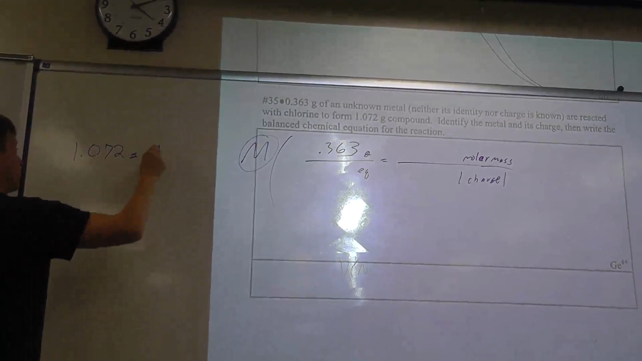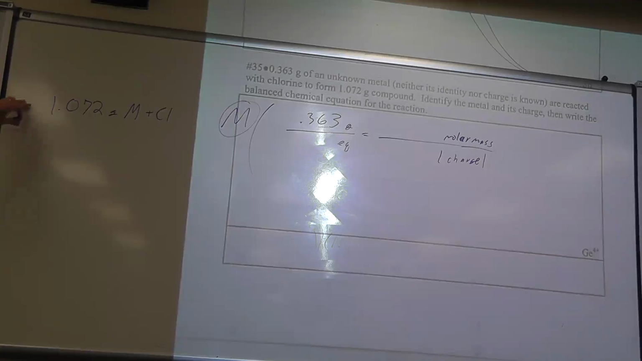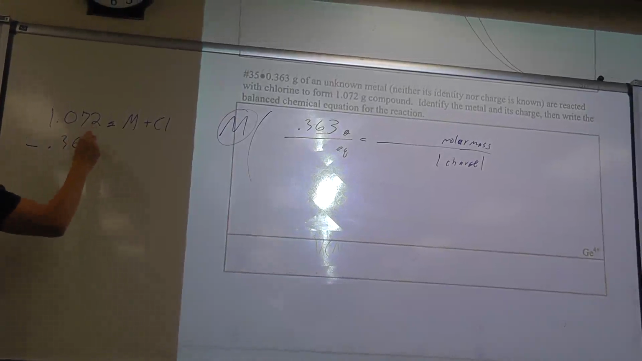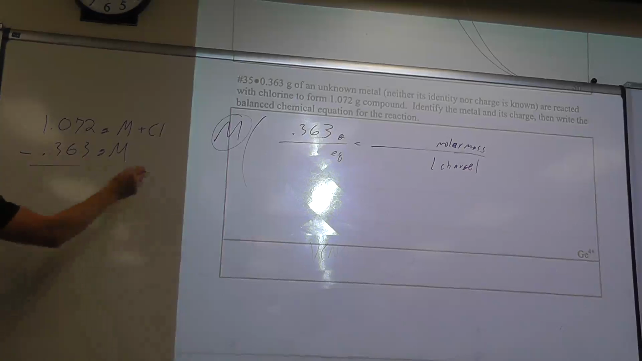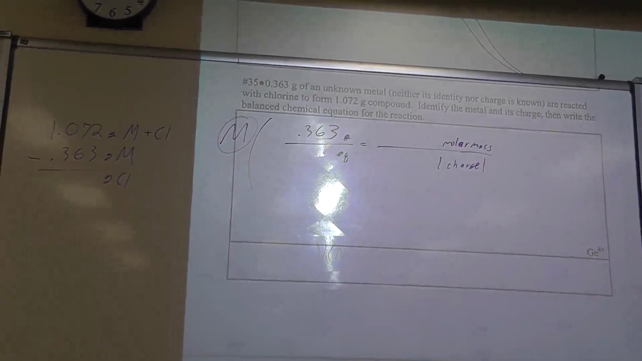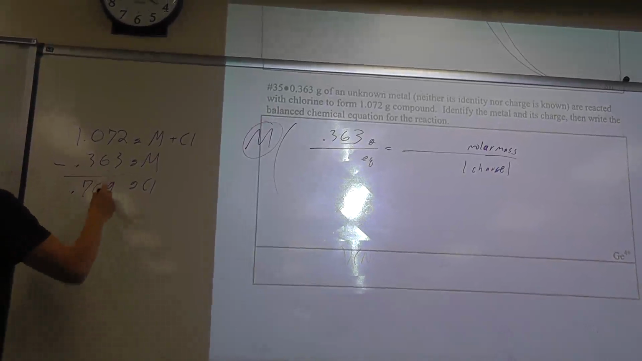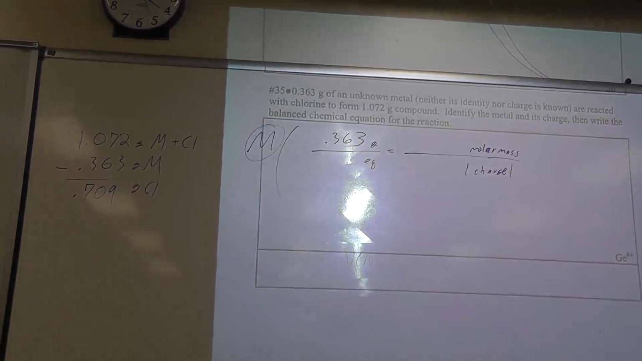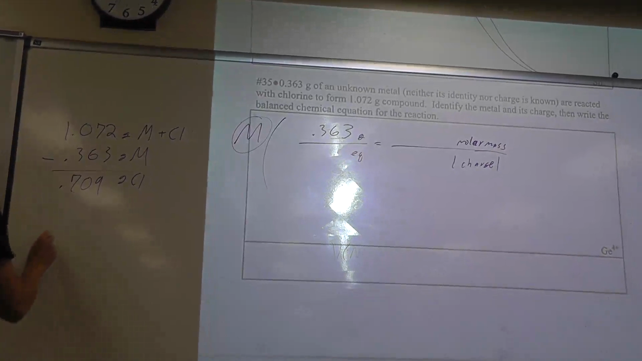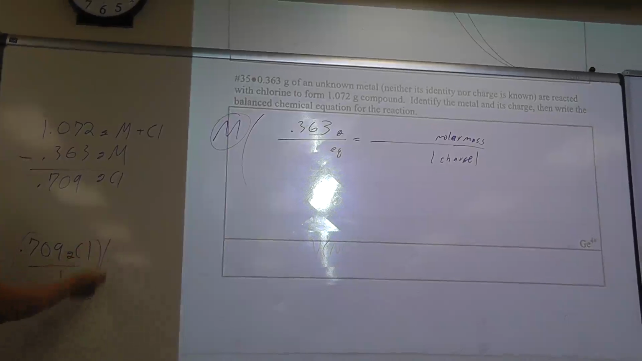If there's 1.072 grams of compound, then that's 1.072 grams that is metal and chlorine combined mass. They're both together in this mass, correct? That's the mass of the compound. And apparently 0.363 of that 1.072 is metal. So the rest is chlorine. So 0.709 grams chlorine. And we can turn that 0.709 grams chlorine into equivalents.